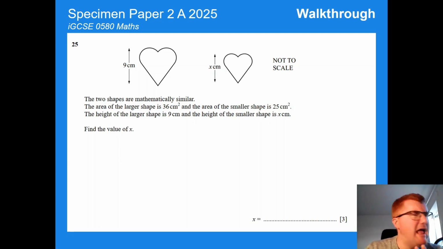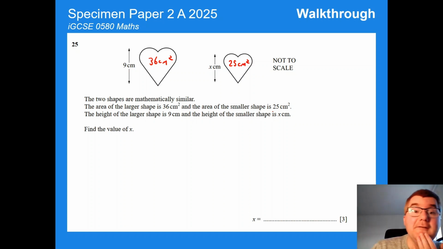Again, similarity, but a much trickier question here. We're told these shapes are mathematically similar. The area of the larger shape is 36 square centimeters, so let's pop this in. The area of the smaller shape is 25 square centimeters. The height of the larger shape is 9 centimeters, and the height of the smaller shape is x. We need to find x.